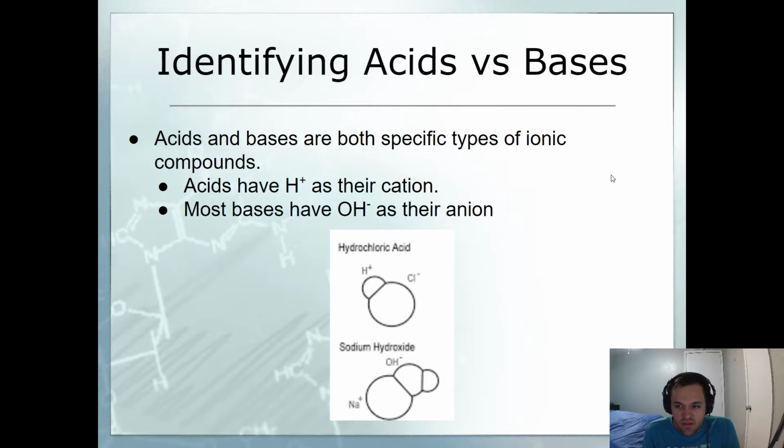Alright, so first thing is telling them apart. Acids and bases are both ionic compounds. They're just kind of more specific types of ionic compounds. So acids will have a hydrogen, an H plus, as their cation, and then bases, most of them will have a hydroxide, an OH minus, as their anion. That's kind of how you can tell which one you're looking at.